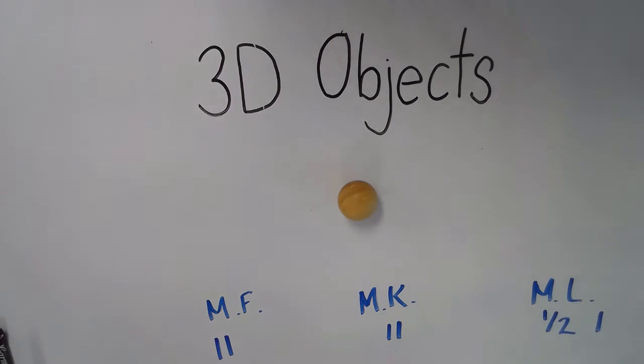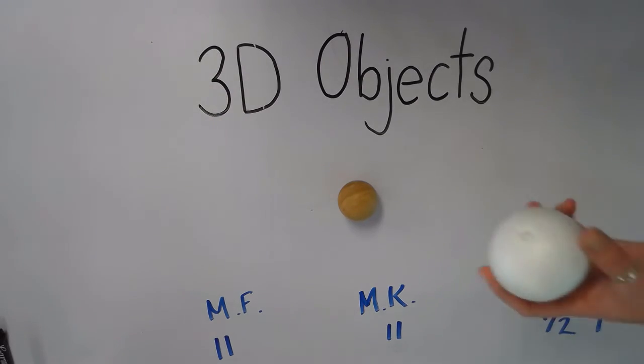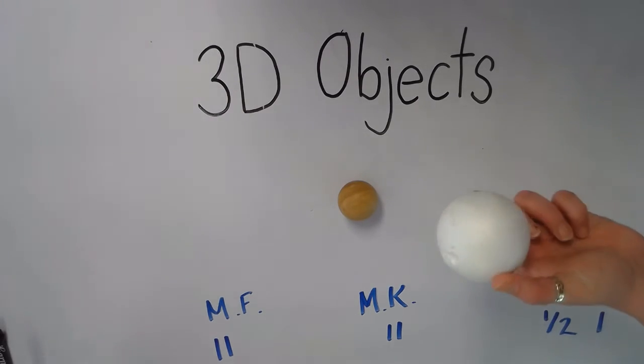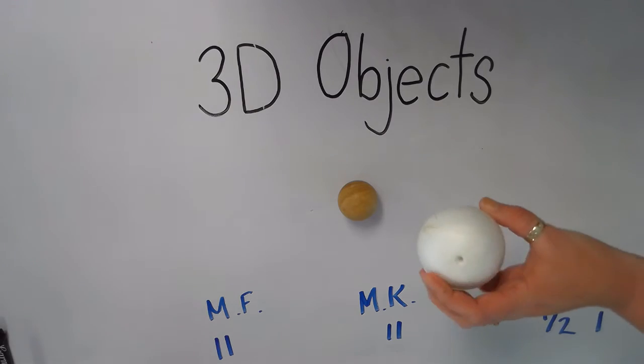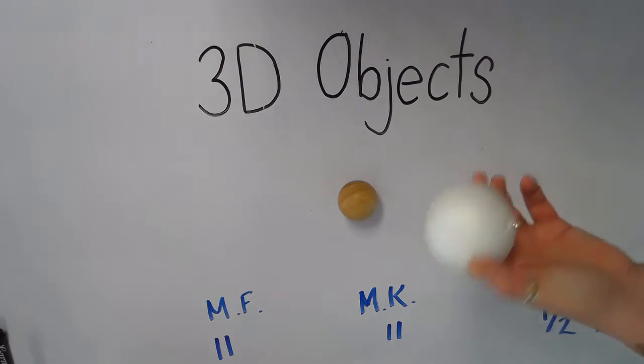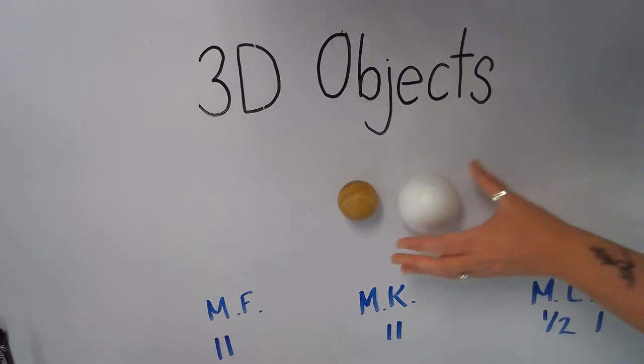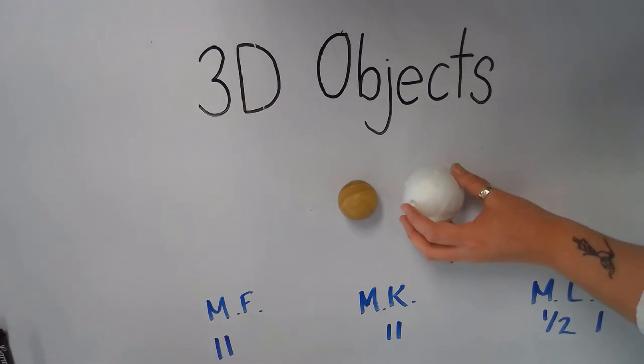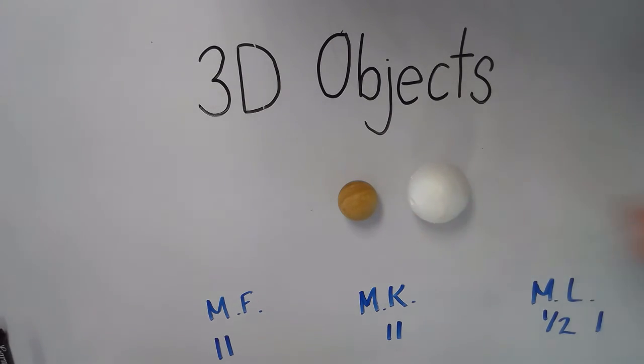Well, this one's a tricky one. Oh, here we go. Okay, we're back with our spheres. I'm going to go first this time. I found a really interesting polystyrene ball that we were using for arts and crafts. It's got a bit of a hole in it, but it's a sphere shape. It's one rounded face, no edges and no vertices.